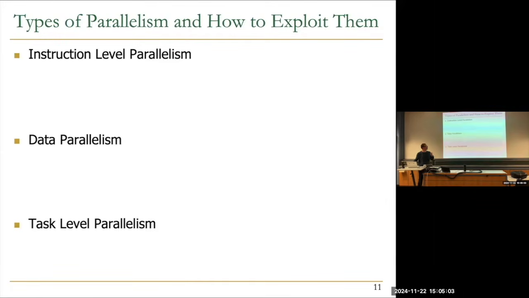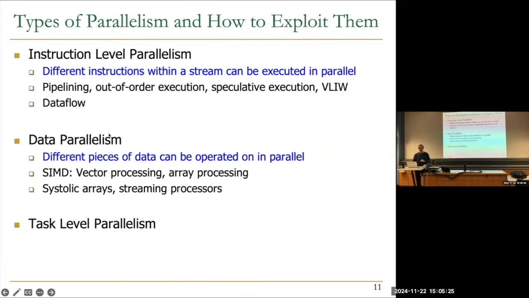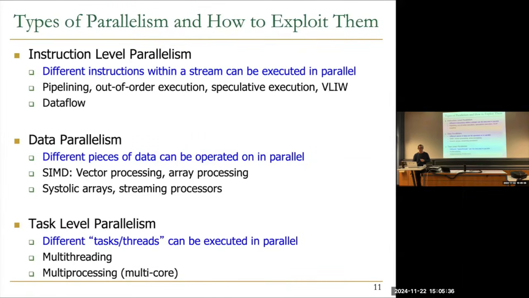So there are different types of parallelism and different ways of exploiting them. We've covered some already. Instruction level parallelism: different instructions within a stream can be executed in parallel. We've covered a lot of these in digital design and computer architecture: pipelining, out-of-order execution, speculative execution, VLIW, data flow. They're all exploiting instruction-level parallelism. Data parallelism: different pieces of data can be operated on in parallel. SIMD is an example of it. Systolic arrays and streaming processors are also examples. And then there's task-level parallelism, in which different tasks or threads can be executed in parallel. This is really multi-threading and multiprocessing, and we're going to look at that in detail.